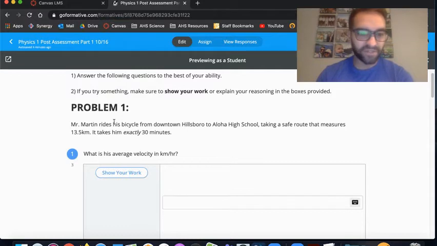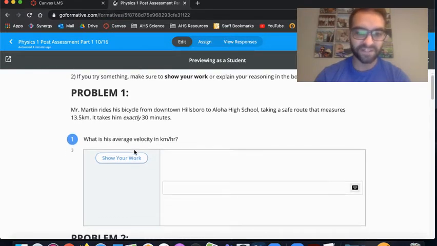Mr. Martin rides a bicycle from downtown Hillsborough to Aloha High School, taking a safe route that measures 13.5 kilometers. It takes him exactly 30 minutes. Okay, what is his average velocity in kilometers per hour?